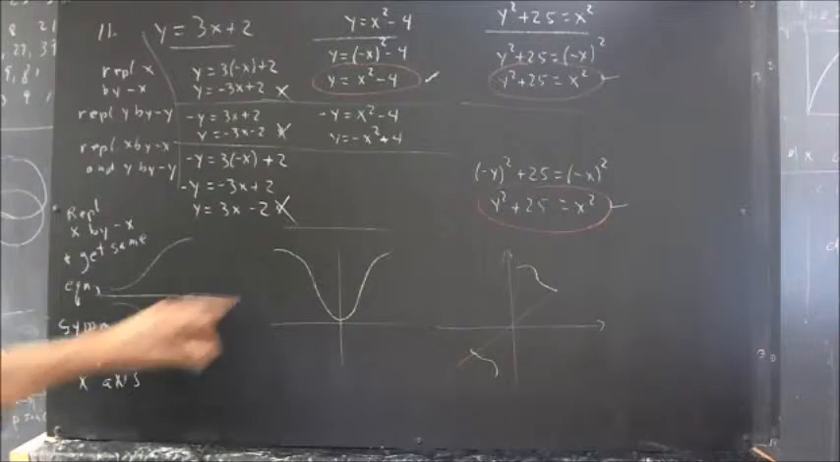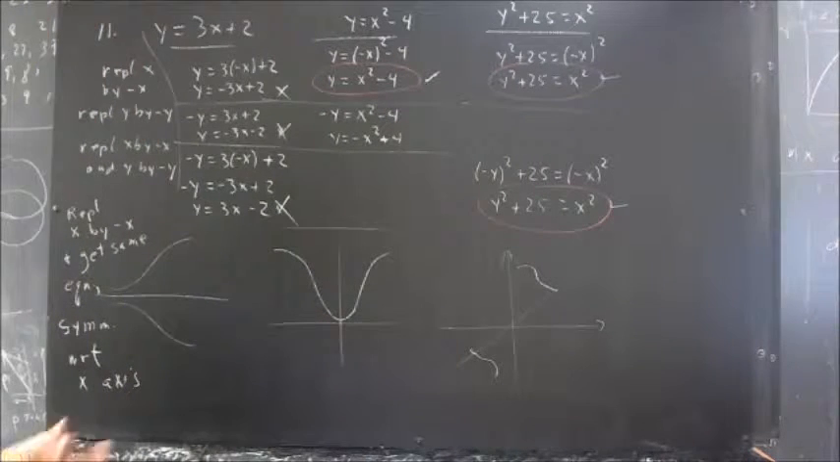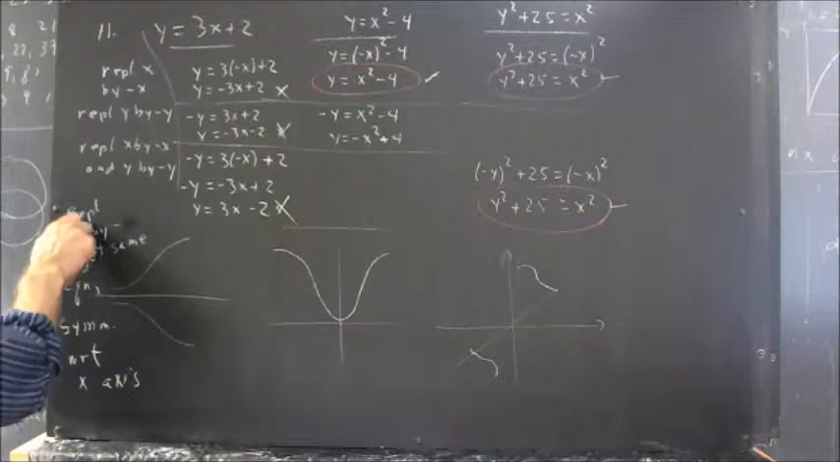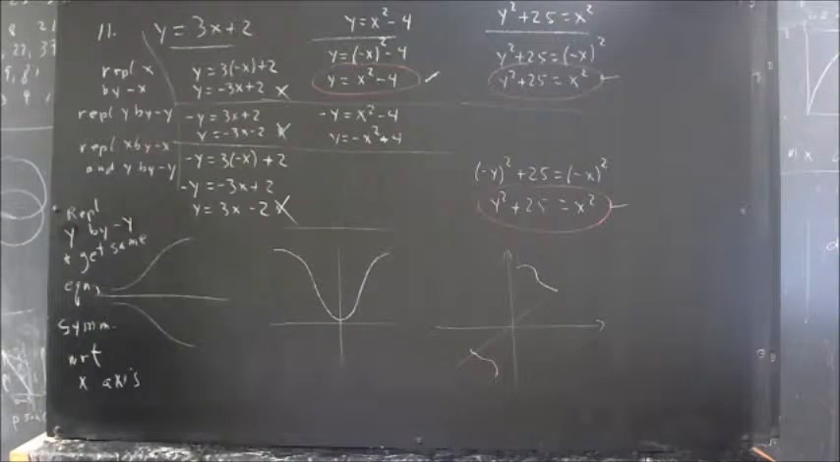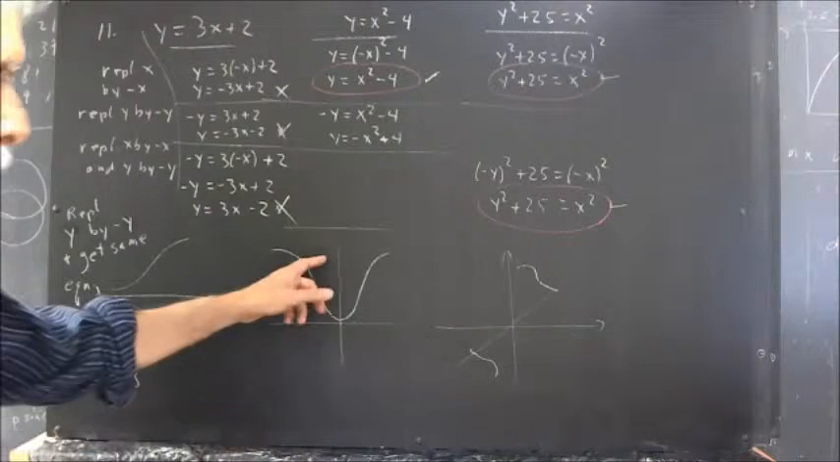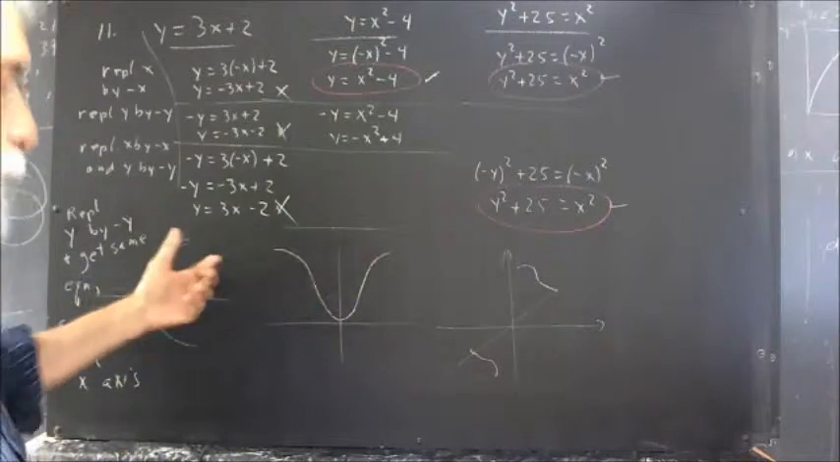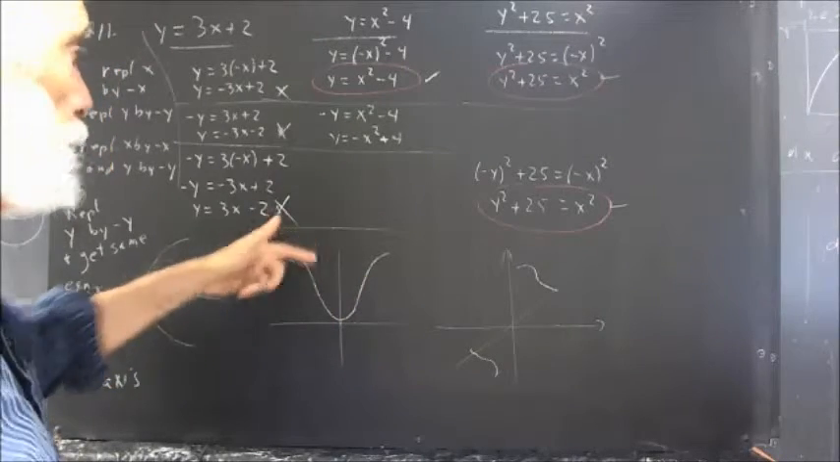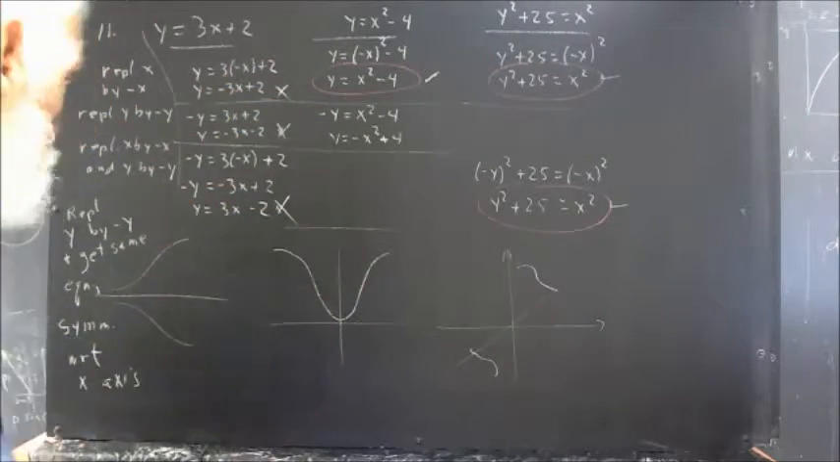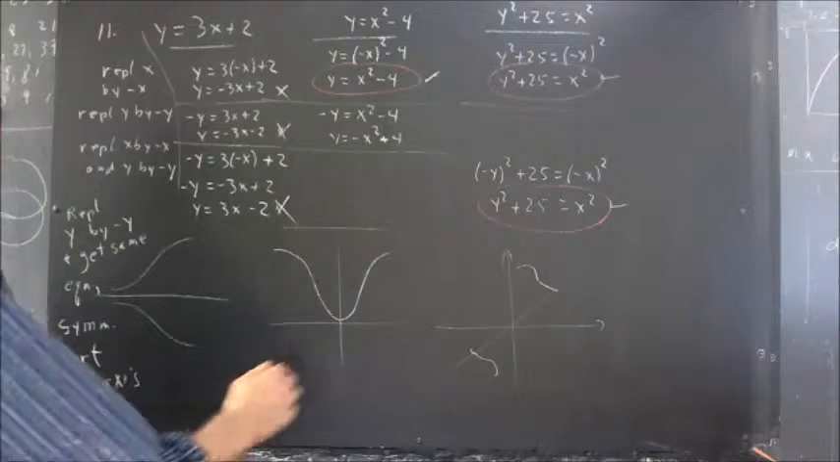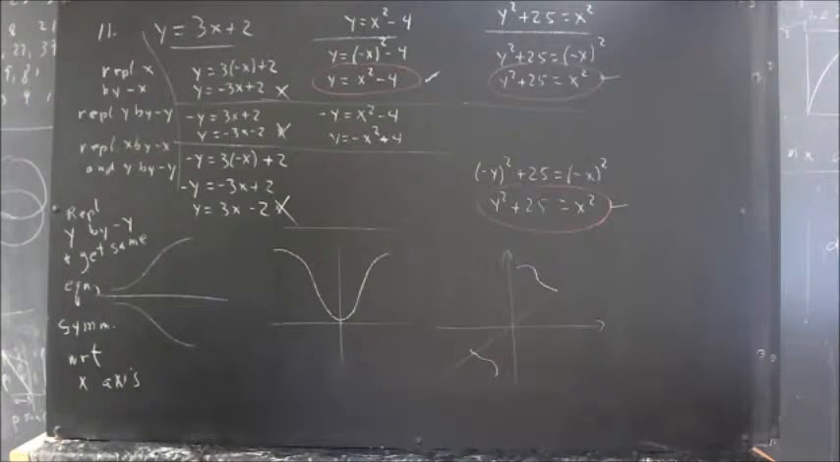Now I'm going to write a couple of comments on these two pictures. Okay, I need to quickly make a correction. You get this symmetry when you replace y by negative y, and that gives you symmetry with respect to the x-axis. But if you replace x by negative x and get the same thing, that means you have the same y values for x and negative x, and that's going to give you symmetry with respect to the y-axis. So if we replace x by negative x, it gives us this, symmetry with respect to the y-axis.